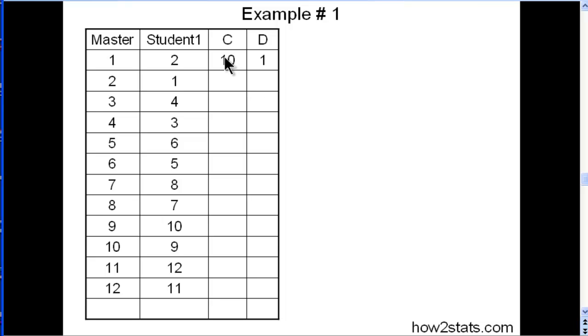10 concordant pairs and one discordant pair. All right, so the number of rankings that are larger than the number 2 that are underneath the number 2: 1, 2, 3, 4, 5, 6, 7, 8, 9, 10. 10 concordant pairs. And the number 1 is smaller than the ranking of 2, so that's a discordant pair.